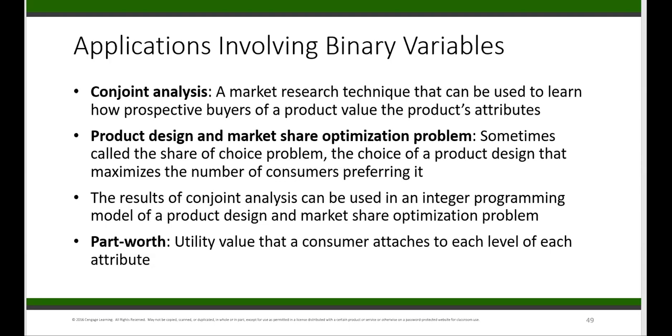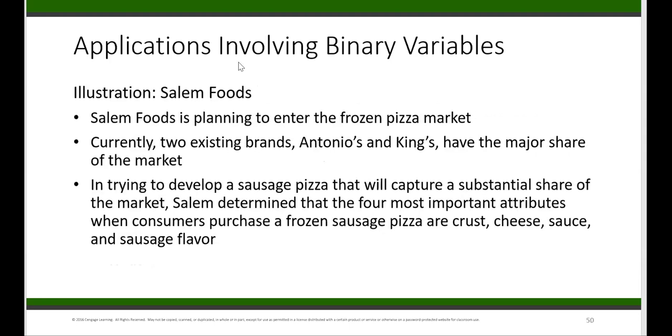We have one example here that we're going to work on. Salem Foods wants to offer a frozen pizza to the market, right? A type of pizza that they want to offer to the market. Right now, there are two competitors in the market, two existing brands, Antonio's and King's, that have the major share of the market. So if they want to be in the market and attract someone to buy their product, they have to compete with these two.